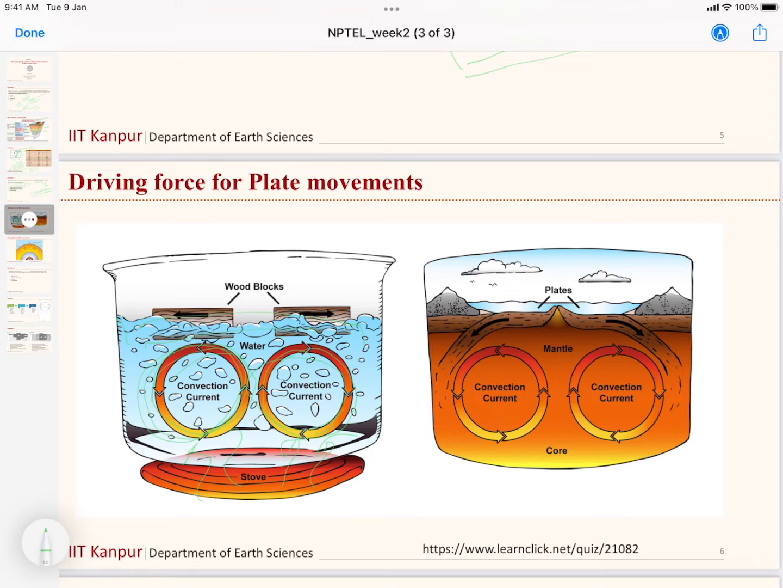The similar phenomenon happens within the earth as well. Our outer core is in the liquid phase, so this liquid core acts as the main source. It heats the mantle, and this mantle heats the plates. Heating the plate creates convection cells, due to which these plates move, and this plate is the lithosphere.